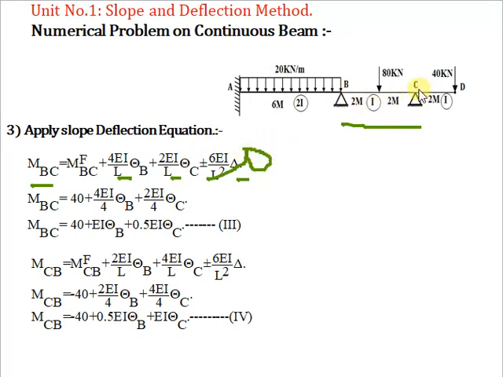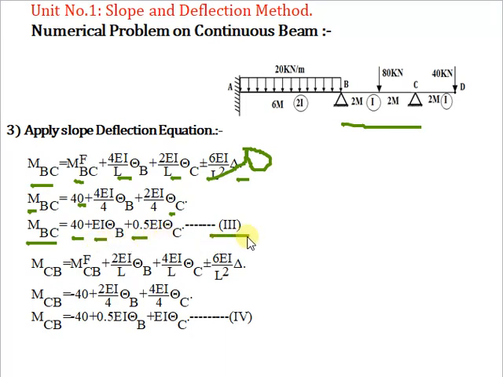Now for span BC, at B and at C there is 1 degree of freedom, that is theta B at B and theta C at C support. So these two terms will appear in the equation, and we know the MFBC is 40. So finally we have MBC is equal to 40 plus 4 EI by 4, span is 4, into theta B plus 2 EI by 4 into theta C. Simplifying, we have MBC is equal to 40 plus EI theta B plus 0.5 EI theta C.